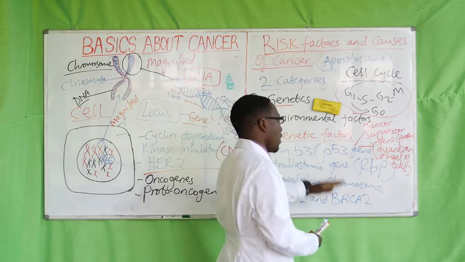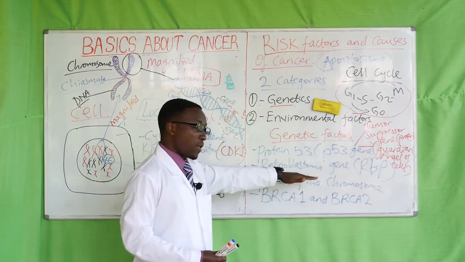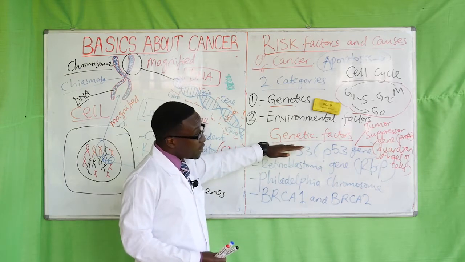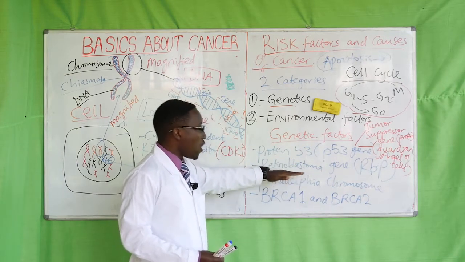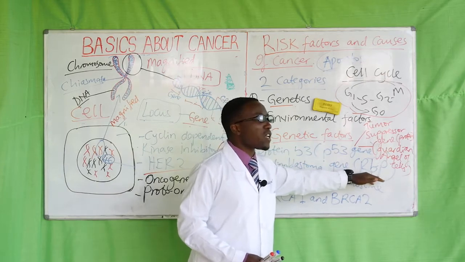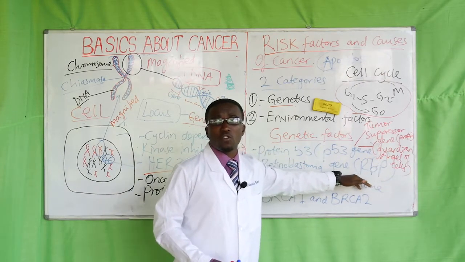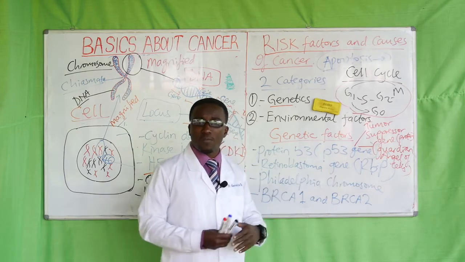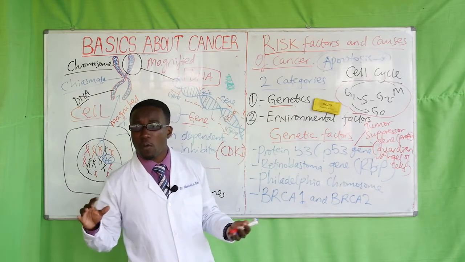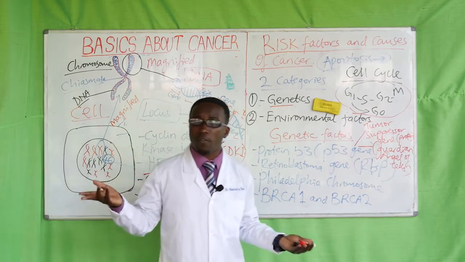I hope you are aware. I hope now you can see what exactly happens. So all this, as you can see, it is revolving around genetics. So if it so happens that a baby is born with the mutated retinoblastoma gene, it means that child is at risk of developing cancer, any type of cancer.